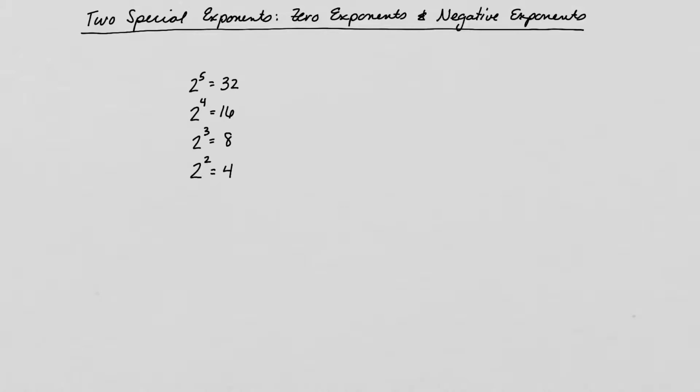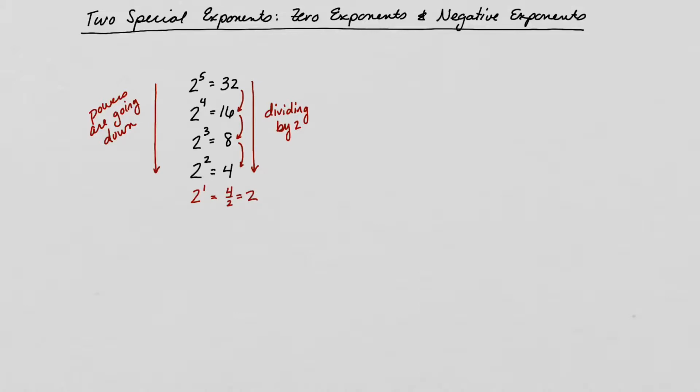So, something to notice is that on this side here, the powers are going down. And on this side here, the numbers, as I move from 32 down to 16, from 16 down to 8, from 8 down to 4, what I'm doing is dividing by 2 each time. So I could use this to continue my pattern, right? If I take 1 away from the power, so from 2 to the power 2 to 2 to the power 1, all I have to do is take 4 divided by 2, which would give me 2.